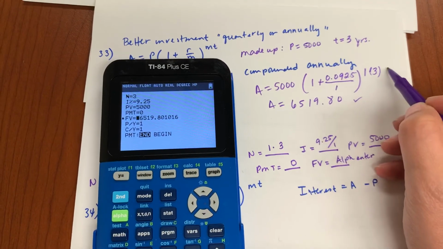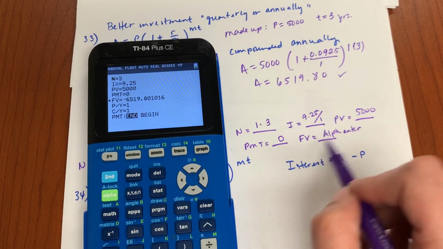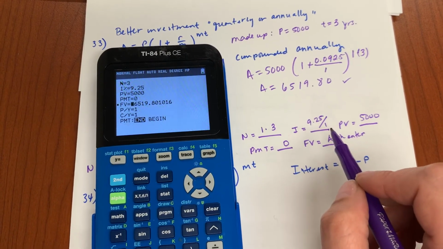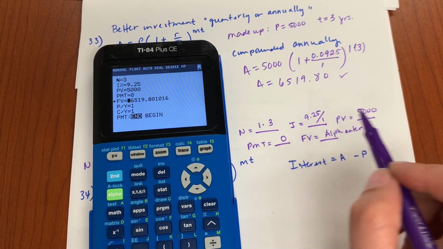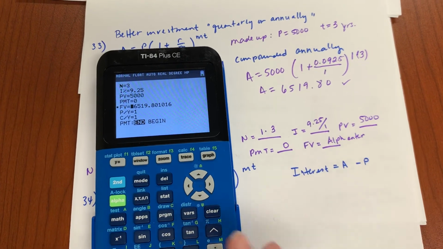And so we don't have to use this formula if you know how to use this calculator app. Again, this only works for compounding interest, not compounded continuously. This would only be for your annually, quarterly, monthly, that kind of stuff.